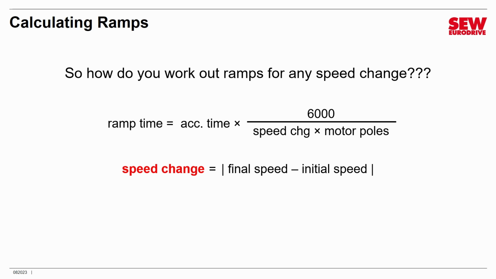First of all, speed change. That is the change in RPM that the motor is going to go through. The way we work it out is we take the final speed that you want to wind up at and you subtract the initial speed where you started.